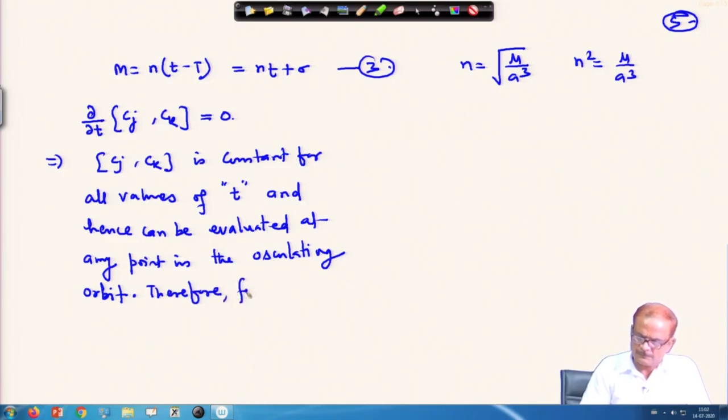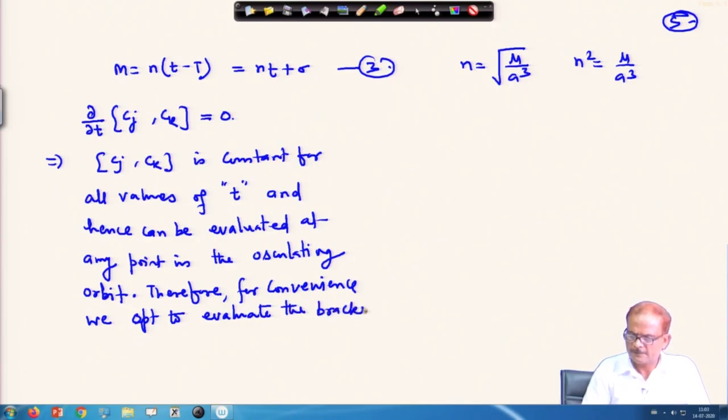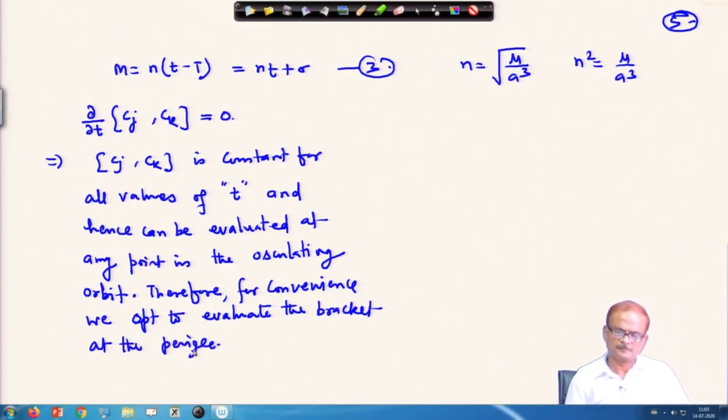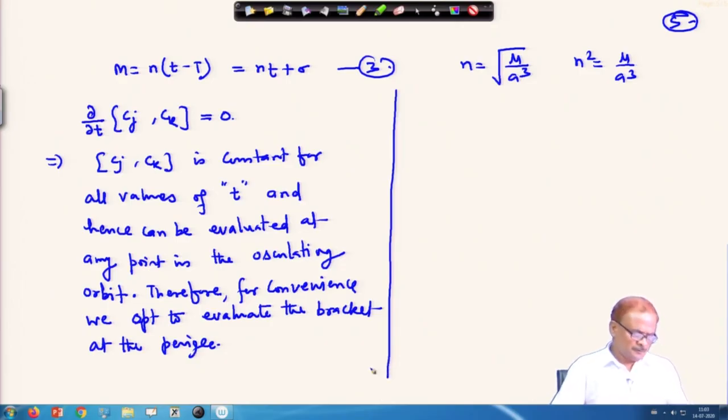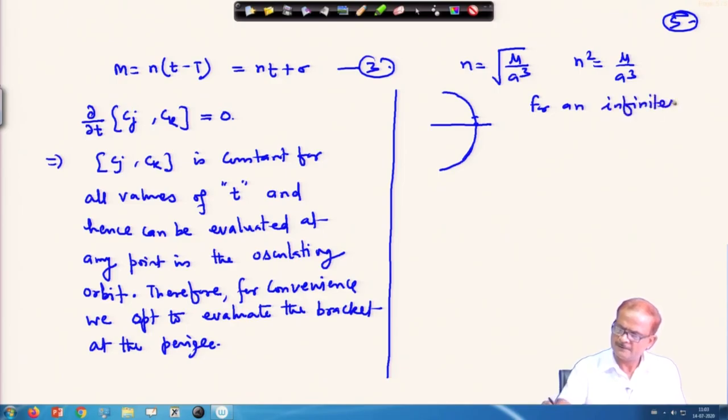Therefore, for convenience, we opt to evaluate the Lagrange bracket at the perigee. So for this evaluation about the perigee point, we consider an infinitesimal value of E.